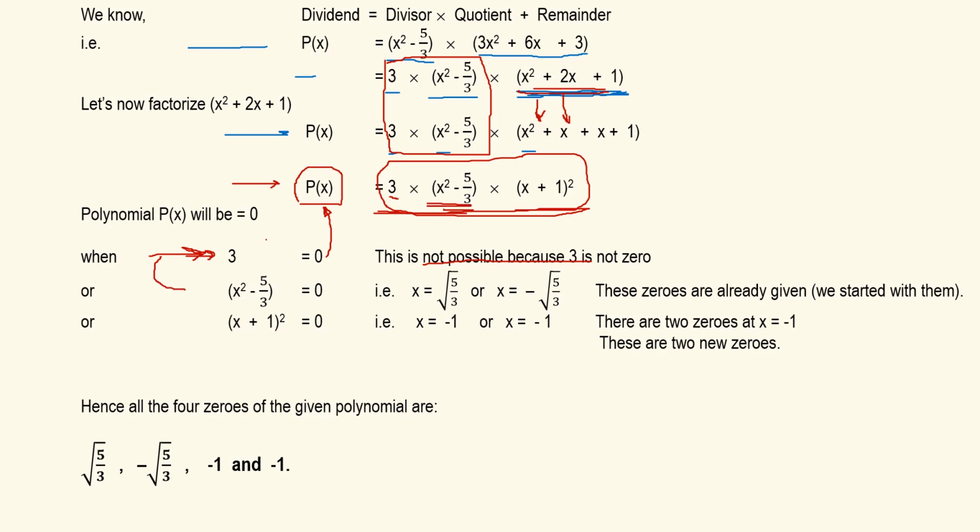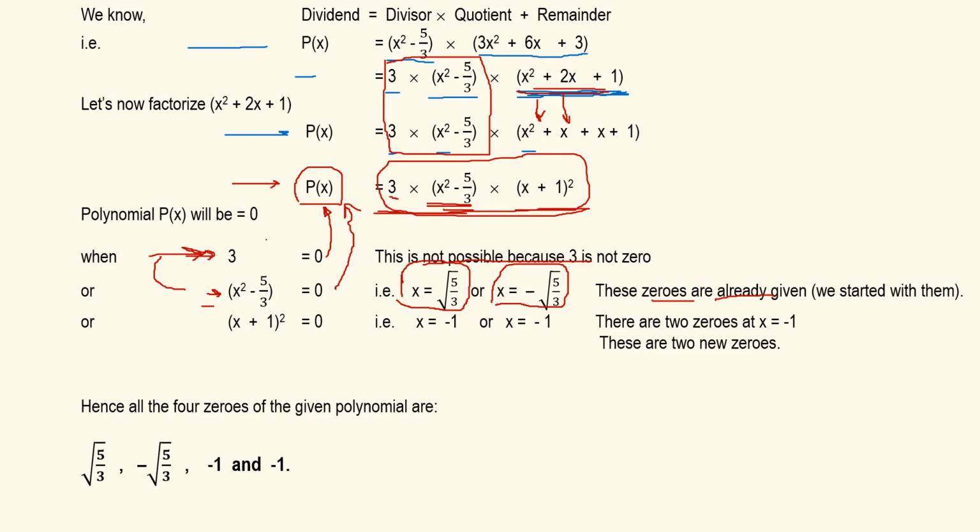The second factor on the right hand side is x² - 5/3, and if we make this equal to 0, the entire polynomial p(x) will become 0. So let's see what is the value of x when this factor x² - 5/3 becomes 0. We see that when x is equal to square root of 5/3, or x is equal to minus square root of 5/3, this entire polynomial p(x) becomes 0. So we can say that x is equal to square root of 5/3 and x is equal to minus square root of 5/3 are zeros of the polynomial. This is true, but these are the zeros which we have already been given in the question. So that is not our objective. Our objective is to find the additional zeros.